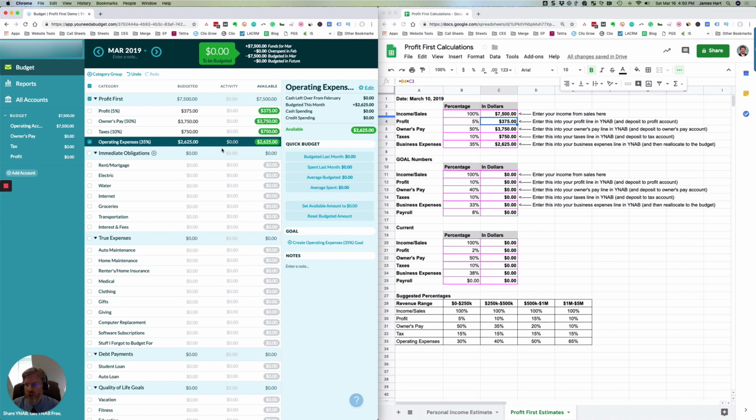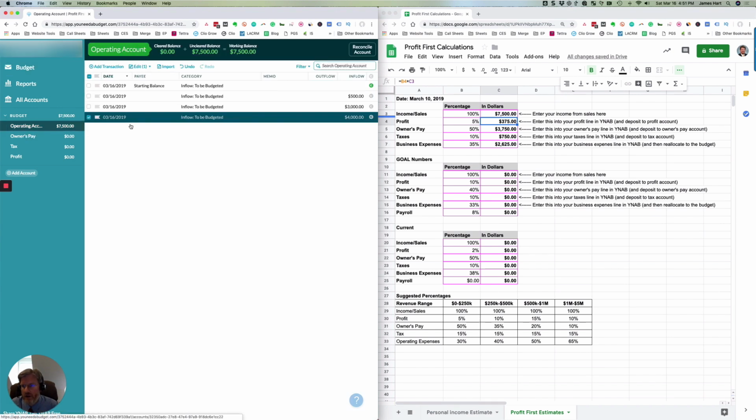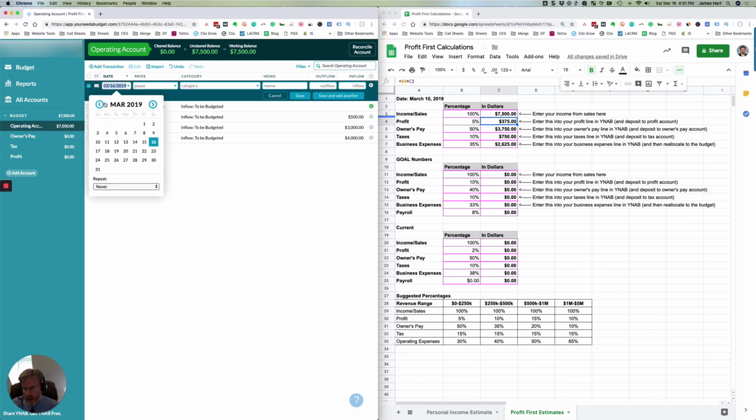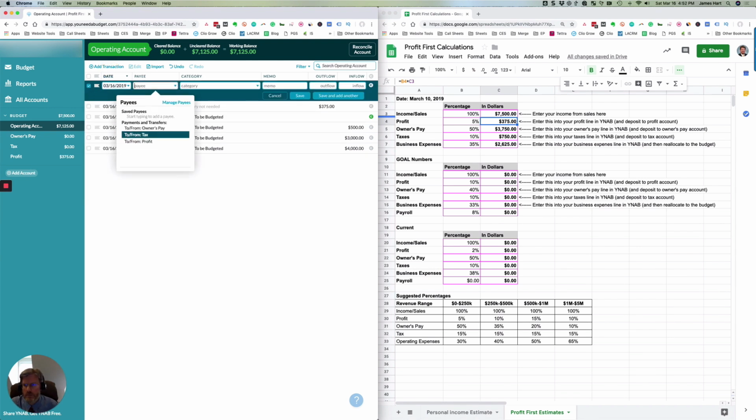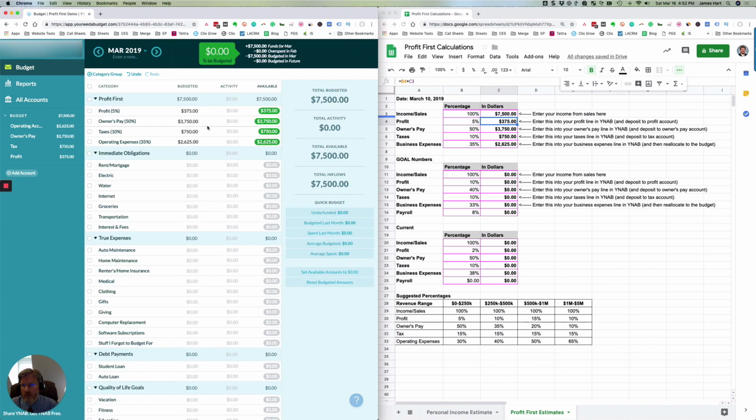And then all the money that's over here should total the amount that's in your accounts. Then you go into your operating account, and you're going to transfer $375 to the profit account, and then you're going to transfer $3,750 to the owner's pay, and then you're going to transfer $750 to the tax. That's going to leave you with $2,625 in your operating account, which is the same that's available right here.